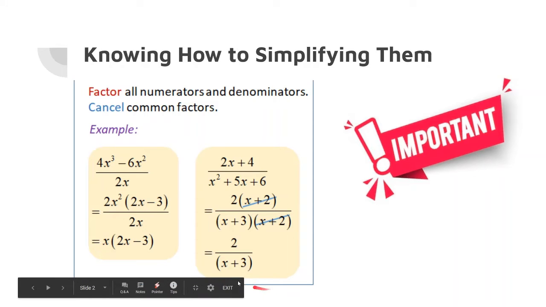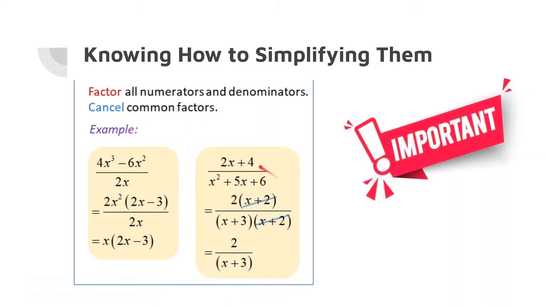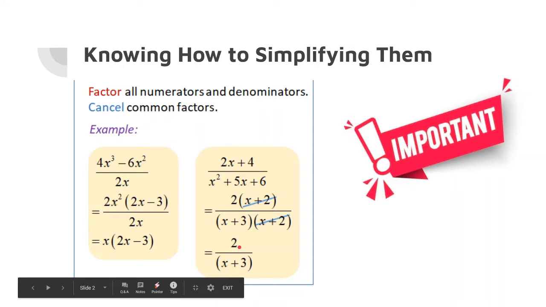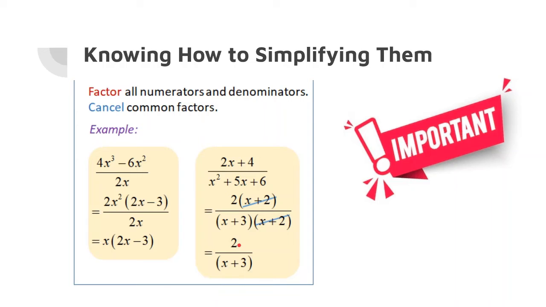And then this is another example: 2x plus 4 over x squared plus 5x plus 6. On the top, you can factor out the 2, so you get 2 times x plus 2. And then on the bottom, you can use the sum product pattern, and you get x plus 3 times x plus 2, which is the same as x squared plus 5x plus 6. So here you can cancel out the common factor, which is x plus 2, and then you're left with 2 over x plus 3. Knowing how to do this kind of factoring is going to be essential in solving all of the operations problems.